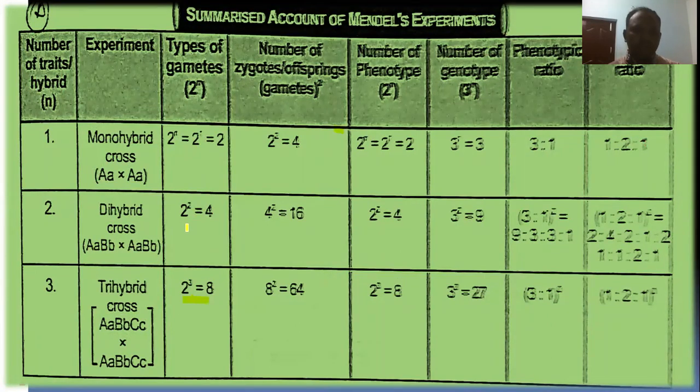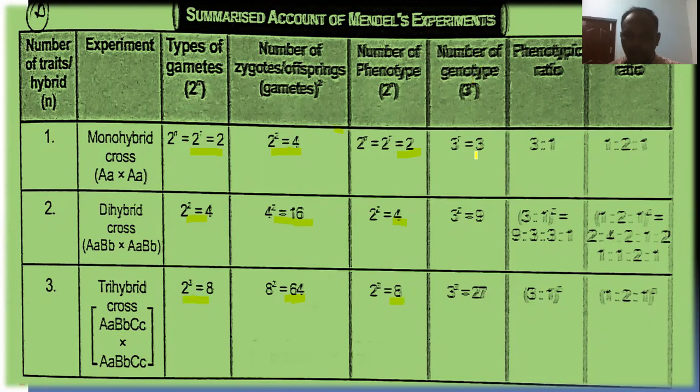Here is the formula we studied, no? So 2 power n types of gametes. Number of zygote offspring is here 2 power 2. In monohybrid we got only 4 progeny, but in dihybrid we got 16. If you go to trihybrid we will get 64, right? Number of phenotypes: in monohybrid only 2, tall and dwarf. In dihybrid we got 4: round yellow, round green, wrinkled yellow, wrinkled green. Similarly, trihybrid will give 8 types of phenotypes.